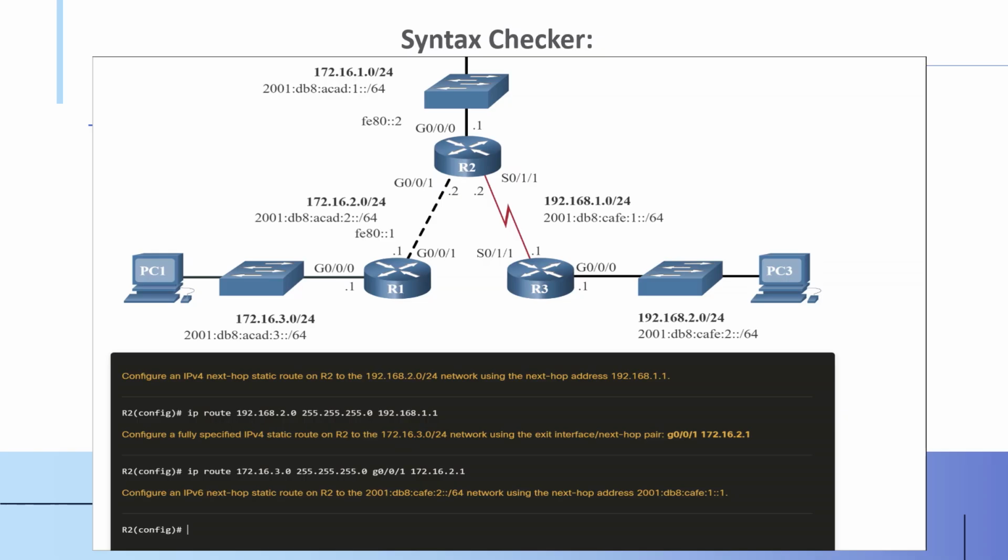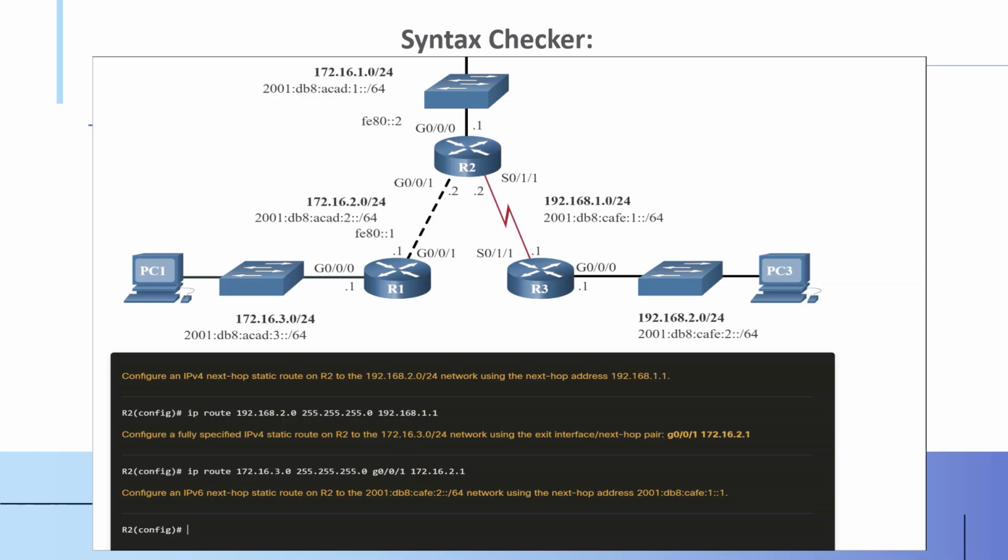And that's why the command is ip route 172.16.3.0 followed by the subnet mask, the exit interface where we have to forward the packet at router 2 to reach this network, and this is the next hop, which is the IP address of giga001 as 172.16.2.1. This is by adding the two networks at router 2.